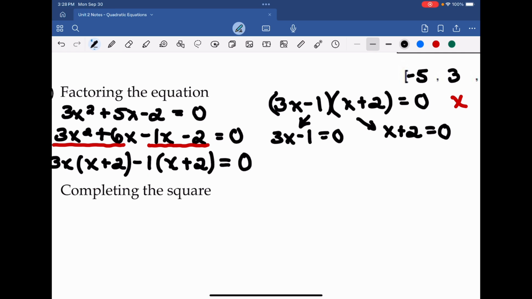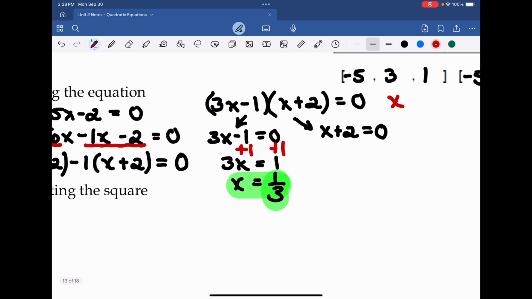If we algebraically isolate the left-hand equation, we're going to add 1, and then divide by 3. It'll be 3x is equal to 1. We divide both sides by 3. This gives me x is 1/3. Okay, that aligns to our previous solution that we got using our graphing calculator. Now let's go over here and make sure our second solution is good. We're going to subtract 2 from both sides. Therefore, x equals -2. In fact, this was the other solution.